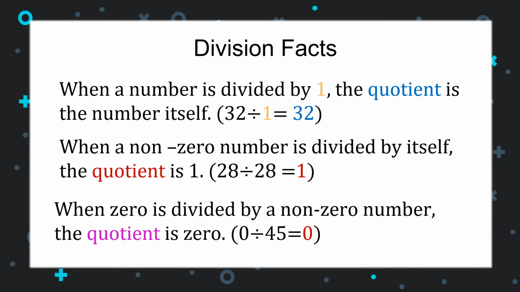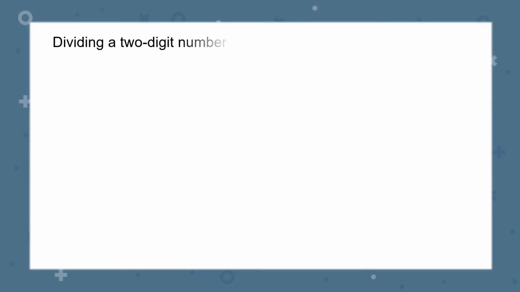When 0 is divided by a non-zero number, the quotient is 0. For example, 0 divided by 45 is equal to 0. Dividing a two-digit number by a single-digit number: 75 divided by 5.